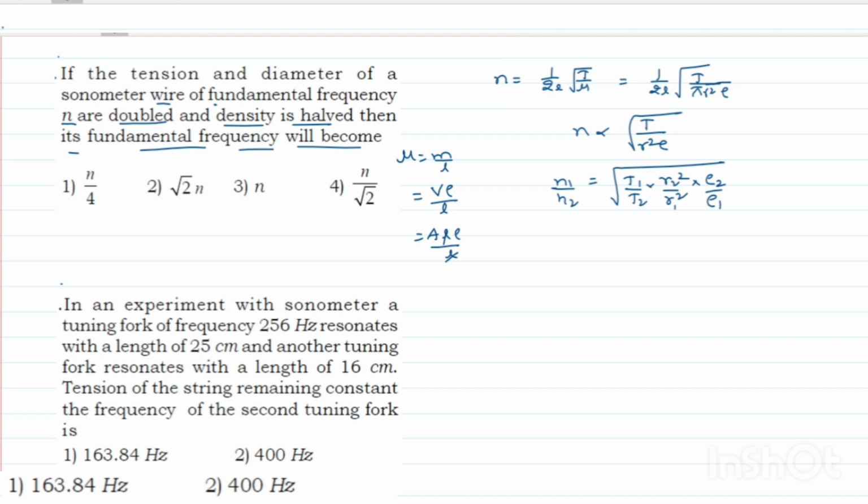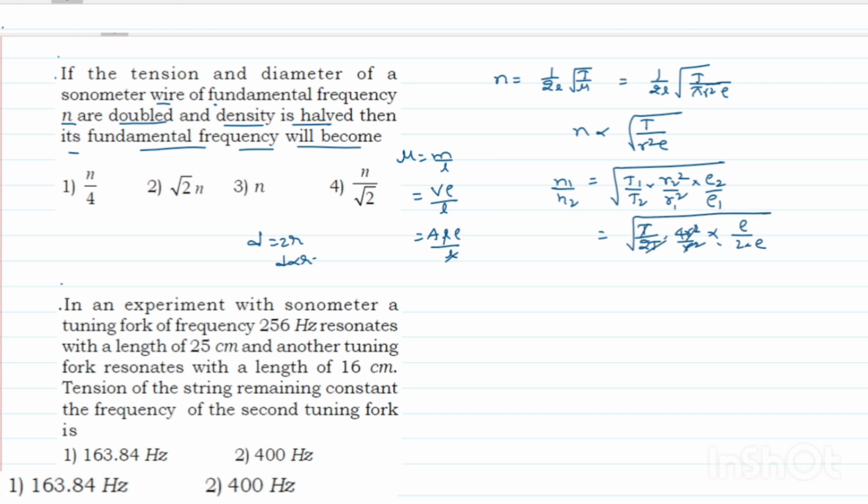So here T1 is the initial tension T, and the final tension is 2T, doubling the tension, and R2 becomes twice of R. D equals 2R, D is directly proportional to R, so that is nothing but 4R square by R square, into, since density is halved, rho becomes rho by 2, with the initial density rho.